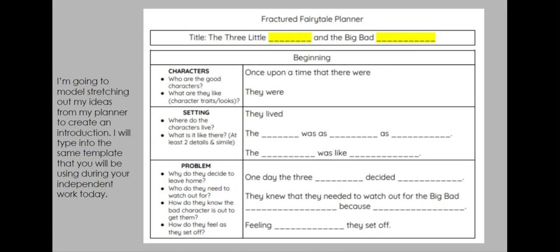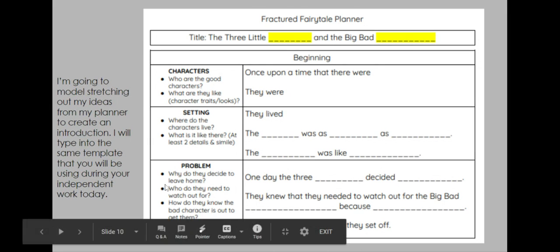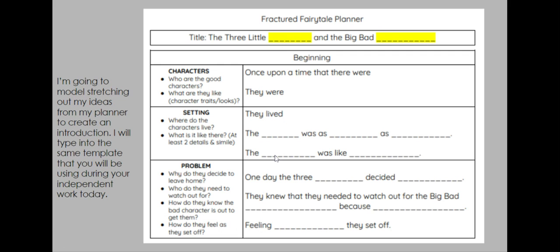My problem, I'm going to answer questions about like this. Why do they decide to leave home? Who do they need to watch out for? And how do they know the bad character's out to get them? I'm going to keep all of those things in mind as I write. You'll see there's sentence starters. These are most likely the sentence starters that I'm going to use, but you may have a different one that you'd like to use. If that's the case, you'll just backspace, and I'll show you how to do that once I start typing, and replace my sentence starter with your own.